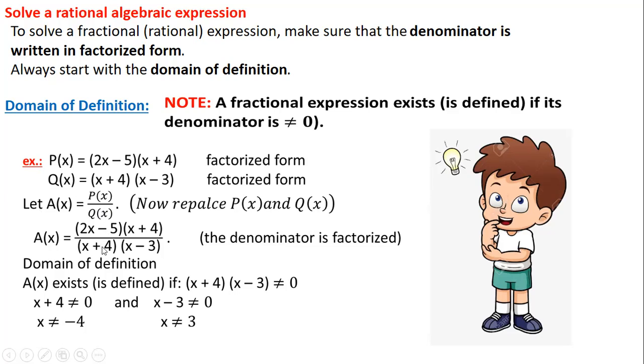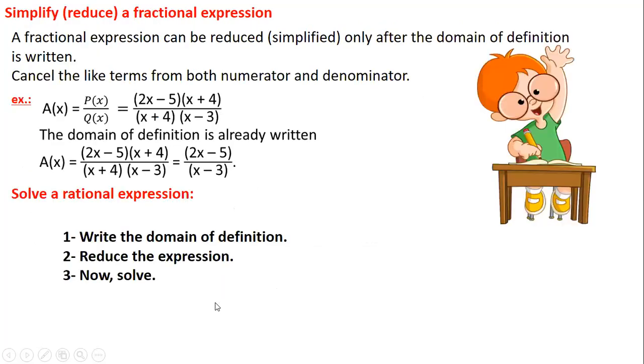Now I look at my denominator in the fractional expression. (x plus 4)(x minus 3) is a product of two binomials, so it is factorized. Now we start writing the domain of definition of this fractional expression. We say a of x is defined or it exists if whatever I have in the denominator should be different from 0. So (x plus 4)(x minus 3) is different from 0. Then x plus 4 should be different from 0, then x is different from minus 4. And x minus 3 should be different from 0, then x is different from 3.